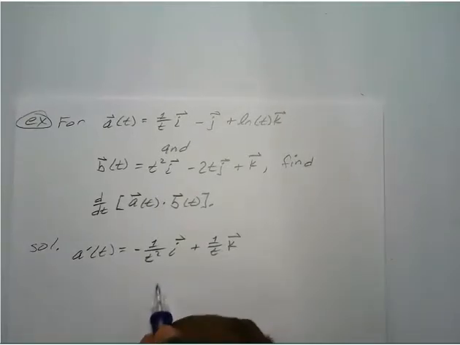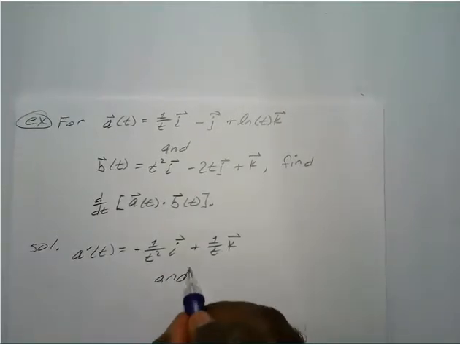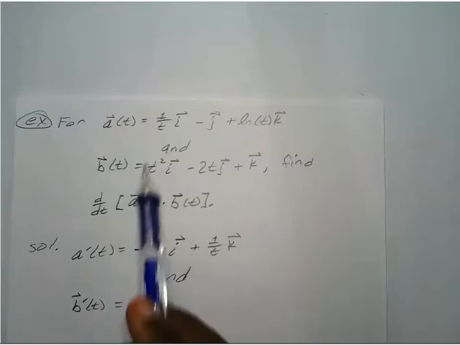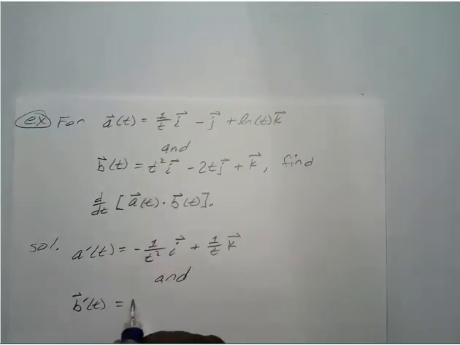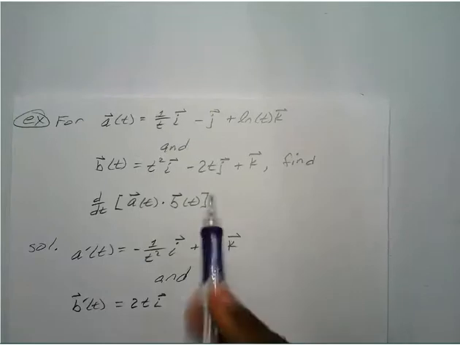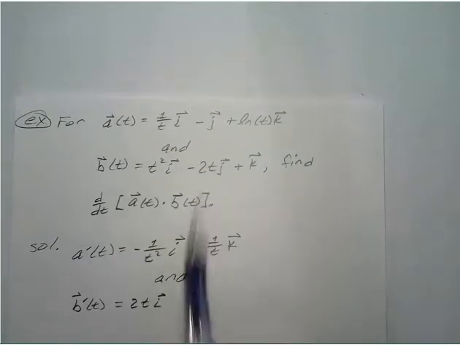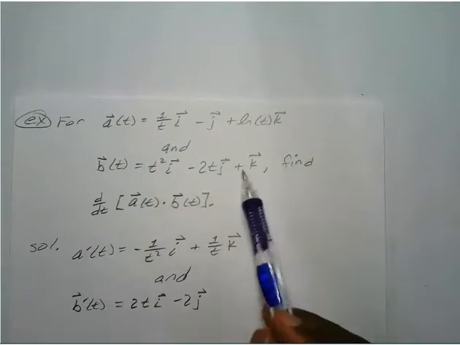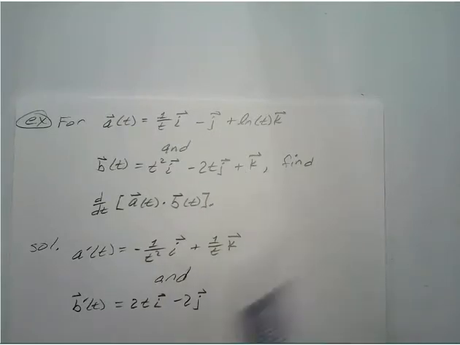Okay, and we know that b prime of t, derivative of t squared is 2t, times your i vector. Derivative of negative 2t is negative 2, so that's negative 2 times your j vector, and the derivative of 1 is just 0, so that k disappears. All right.